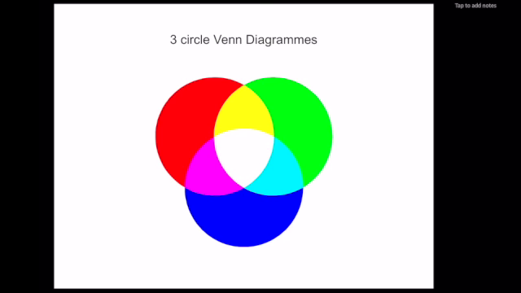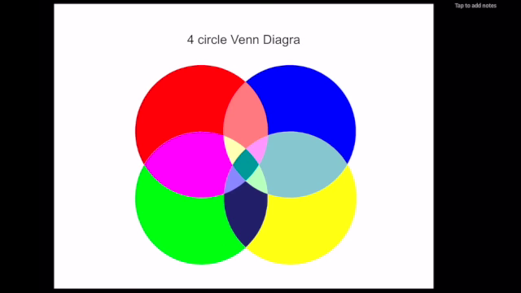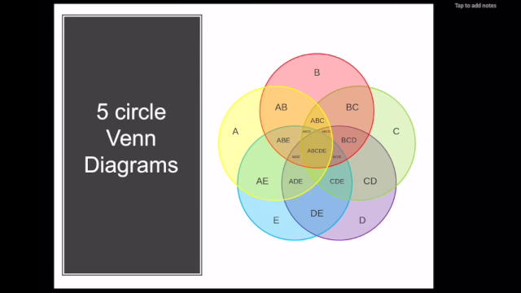Here's a 4-circle Venn diagram. Things are getting a little more hectic. And here's a 5-circle Venn diagram. So this still works, right? We still have, each group has its own unique section and then where it overlaps with every other group.